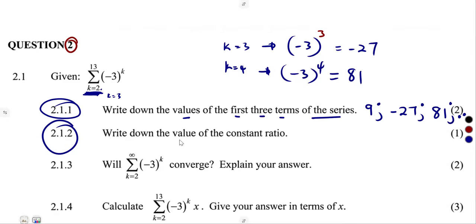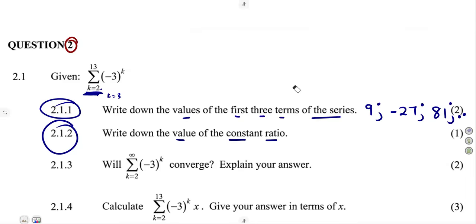2.12, write down the value of the constant ratio. It is just telling us that we are dealing with geometric. If I have these terms, I can simply use the terms. But like I said, by just looking at this, we can see that it is minus 3. But let's say you do not know this, simply substitute. Our r is equal to T2 over T1, or you can use T3 over T2. So T2 over T1, that's negative 27 over 9, which gives us negative 3.